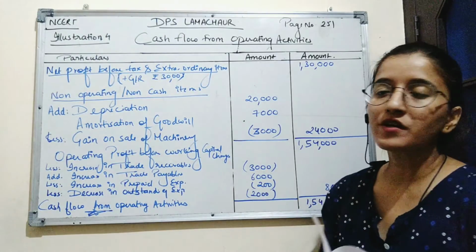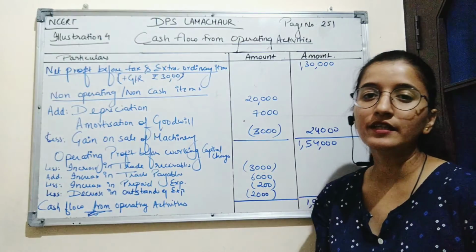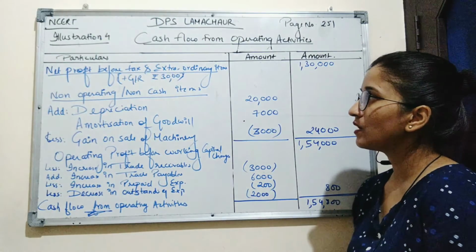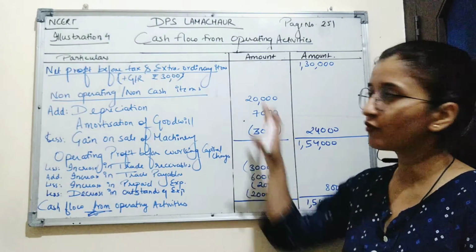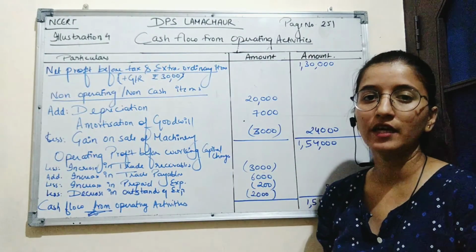So this is how the question based on cash flow from operating activities is solved. In the next session, we'll be discussing the two more activities from cash flow, which are financing activity and investing activity. That's all for today.